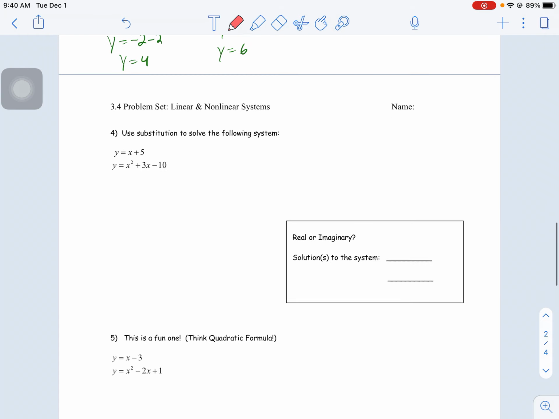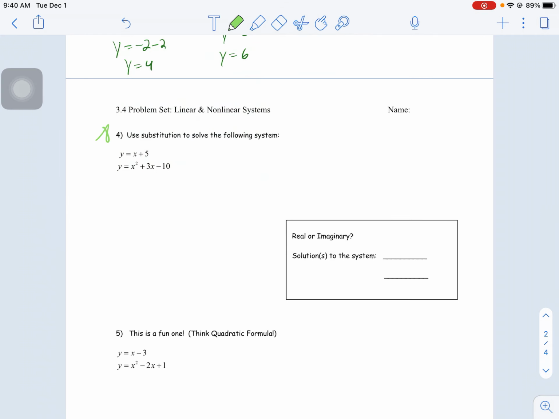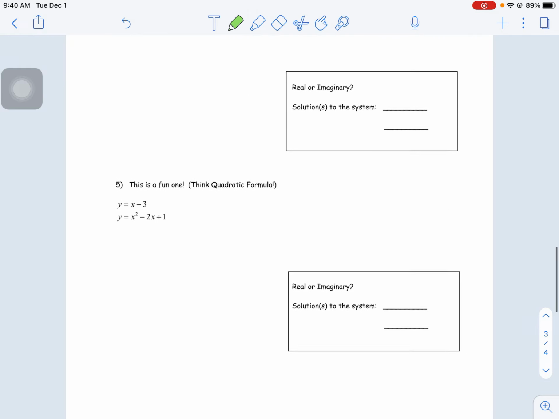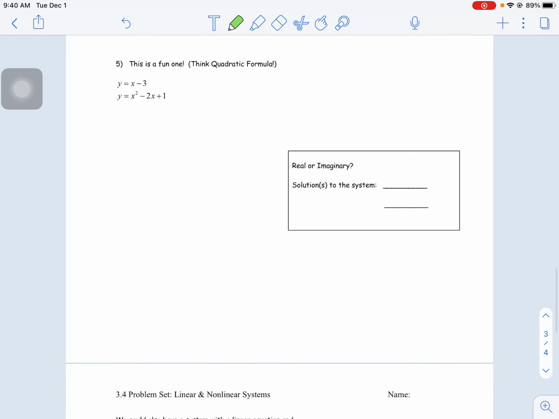All right. The next one says use substitution to solve the following system. Again, now that I've shown you an example, I would love for you to try that one on your own. Should work out nicely to factor. Okay, so make sure it factors. That's how you know you're on the right path. It says this next one is fun.